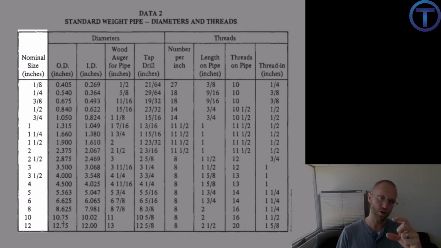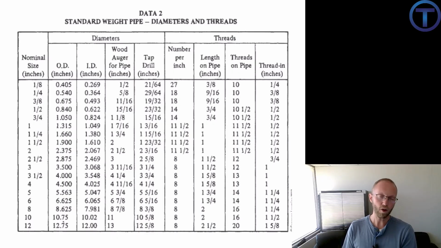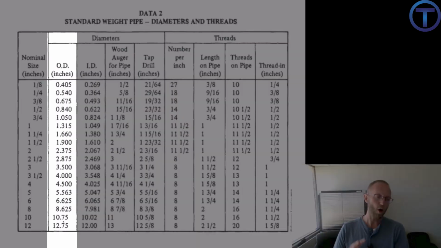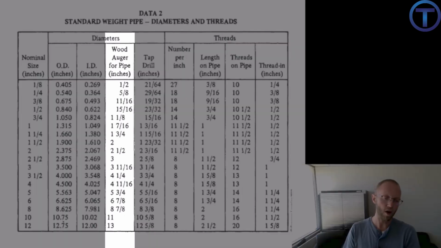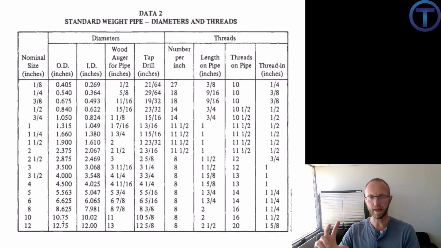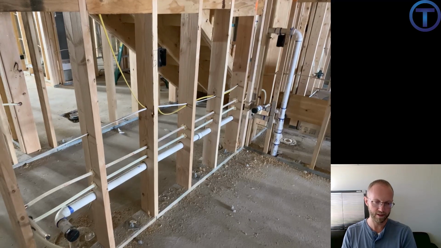If you were to measure the opening, that's going to determine the pipe you're working with, right? But then it also gives us some specifics about those pipes, including OD, which stands for outside diameter. That's in the 2nd column. Then we have ID, which is inside diameter. And so that's describing the pipe itself. The next column gives us wood auger for the pipe. Now it's talking about the drill bit size that we use in order to drill through something and be able to run the pipe through that.